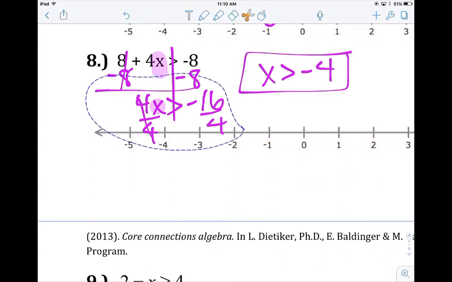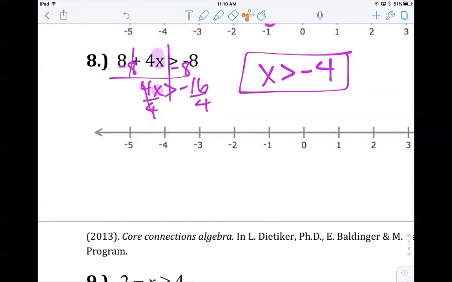All right, so we finished the inequality portion. Oh, that did not turn out the way I wanted it to.